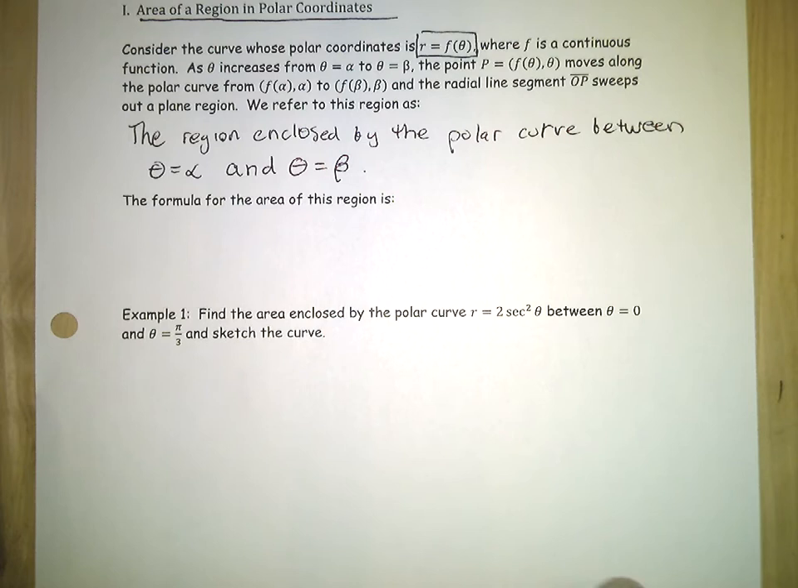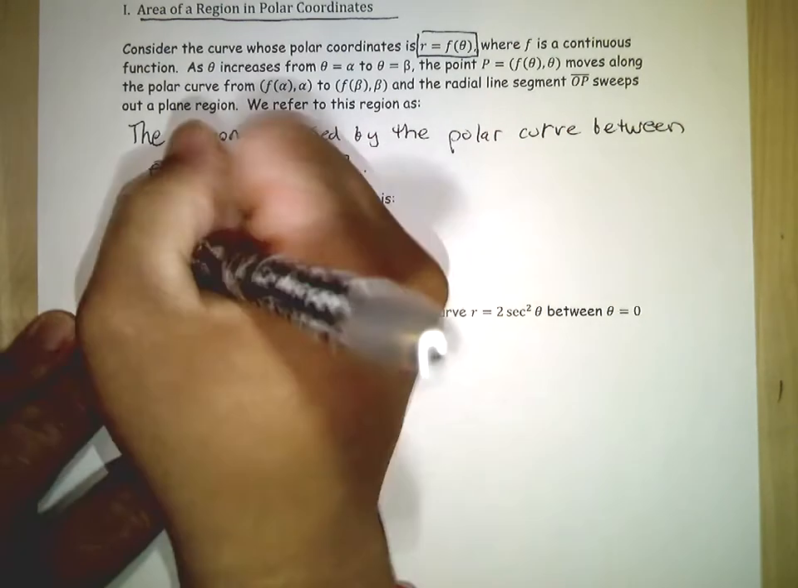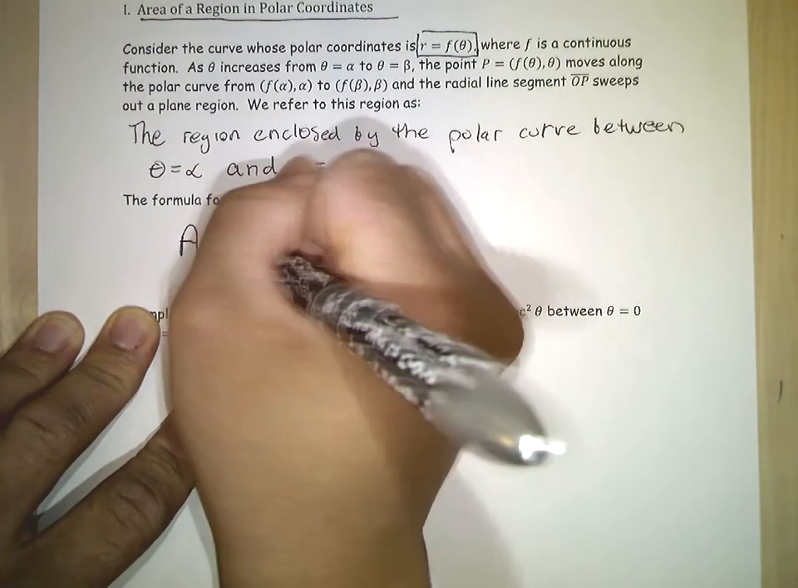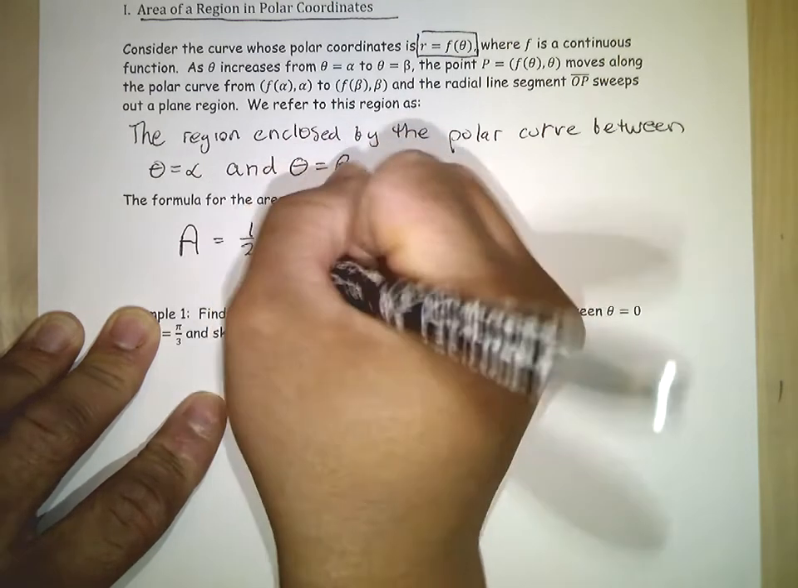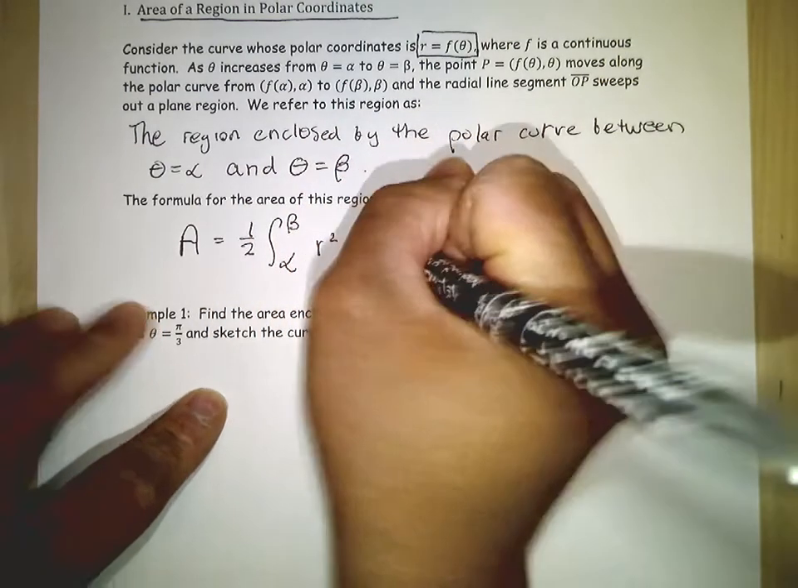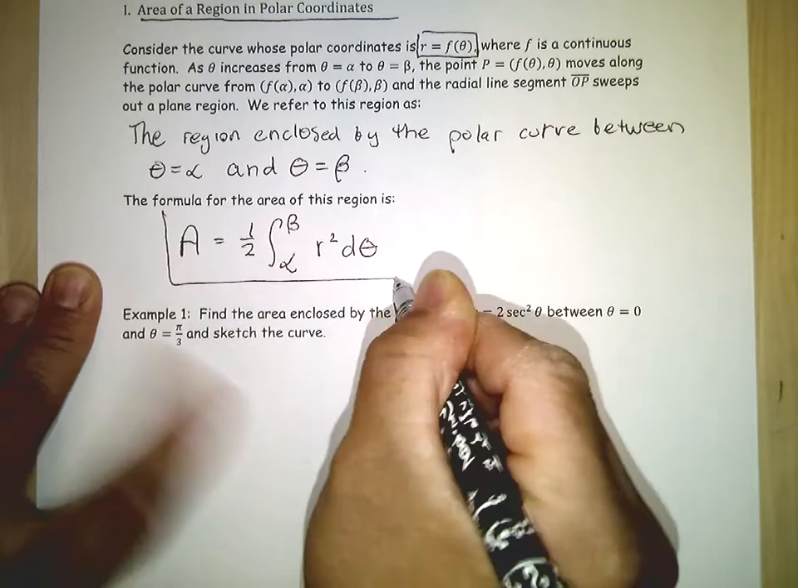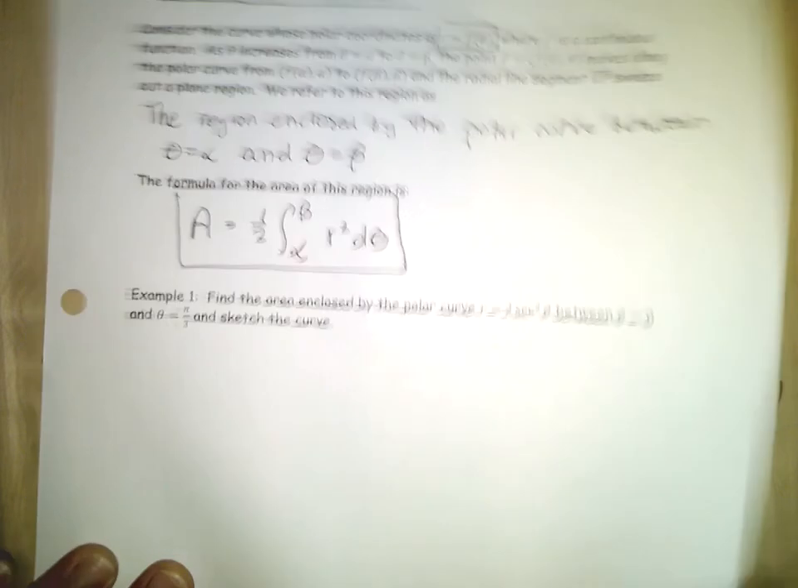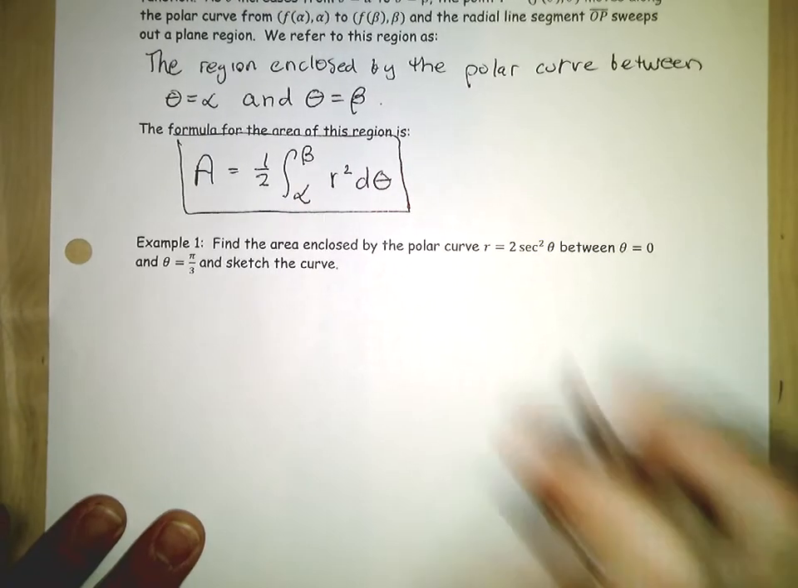Now, the formula for the area of this region is A for area is going to be 1/2 integral from alpha to beta of r squared d theta. So try to remember this formula for the rest of your life. Now, let's do an example of applying this formula.